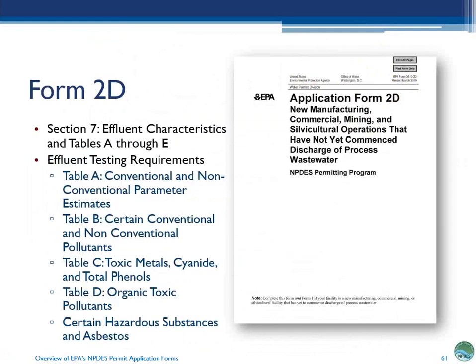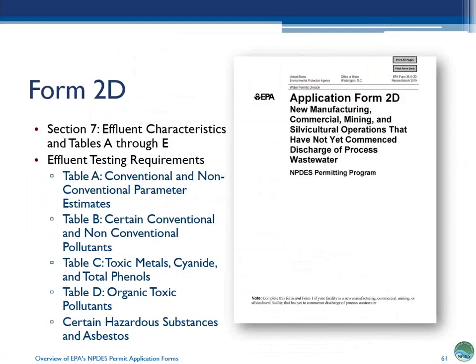Form 2D requires applicants to complete one or more data tables summarizing effluent and intake information. The items in Section 7 are designed to guide the applicant through the process of determining which tables they should complete. Section 7 requires applicants to report estimated data for the parameters and pollutants listed in tables A through E. Applicants are not required to conduct actual sampling and analysis at the time of application. If, however, data from such analyses are available, applicants must report those data.